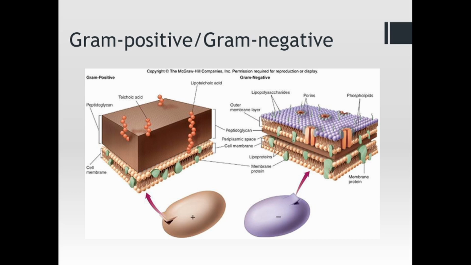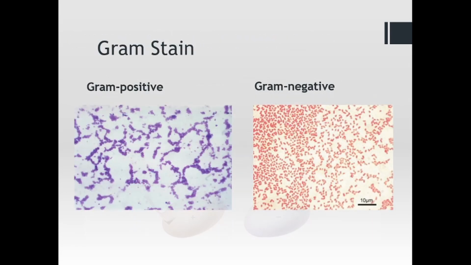And so it's a very easy procedure to do as long as you have the correct chemicals to stain the cells. It's very simple, and all you need is a light microscope to do it. This is, like I said, what they look like. Gram-positives are purple in color, and gram-negatives are red in color. And that's exactly what they look like under a light microscope.